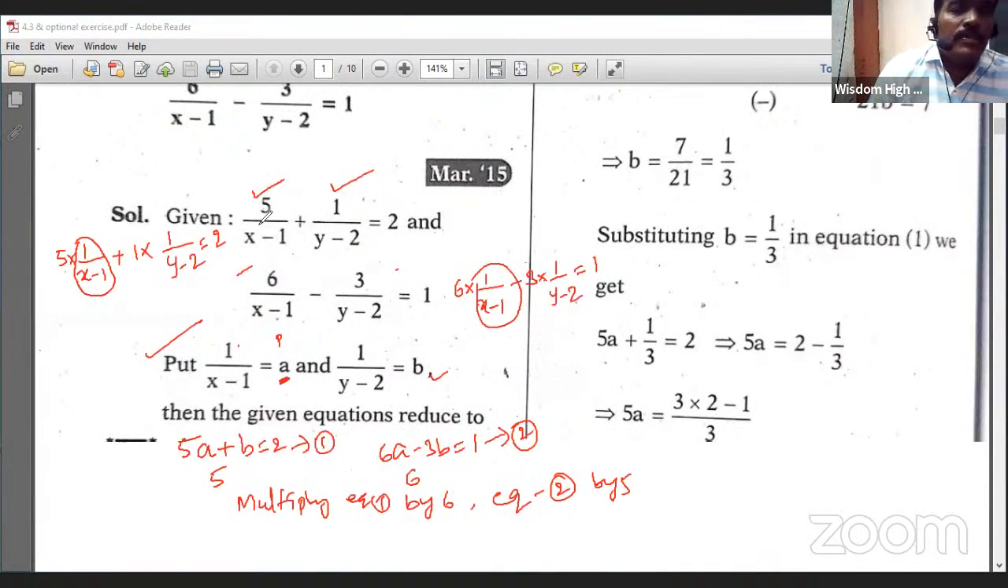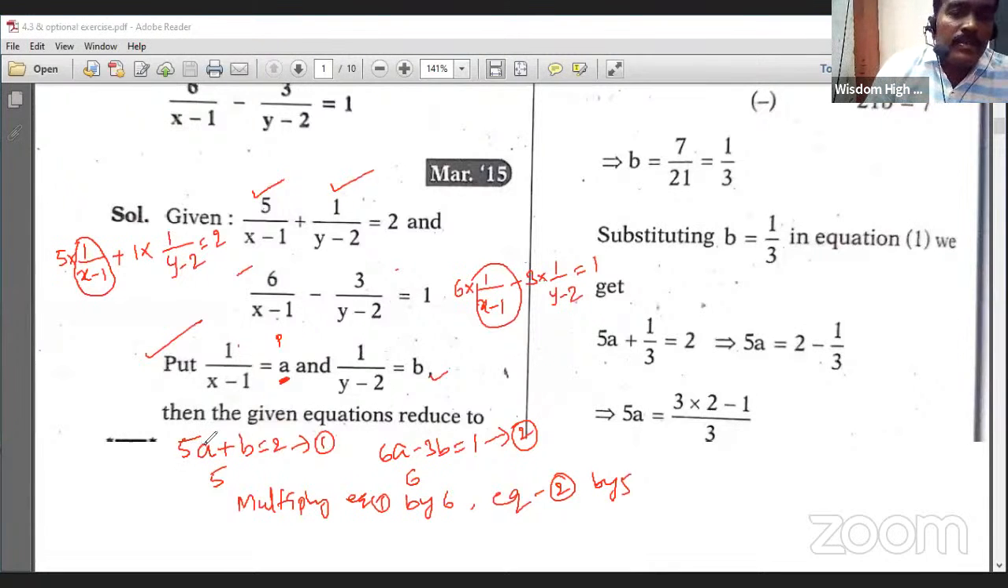How we are reducing, you have to find first what is the common in both equations. Here, this is the common, 1 by x minus 1 is the common. We have written it separately. Here also we have written separately. Instead of that, we took a and b. We substituted that in equation 1 and equation 2. Then here use elimination method. We want to eliminate a.